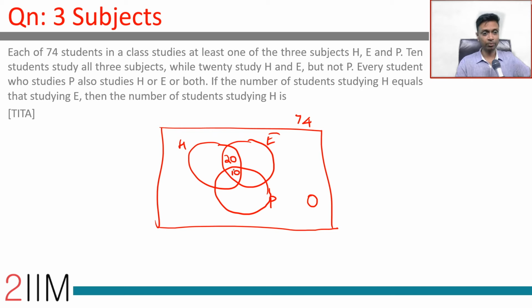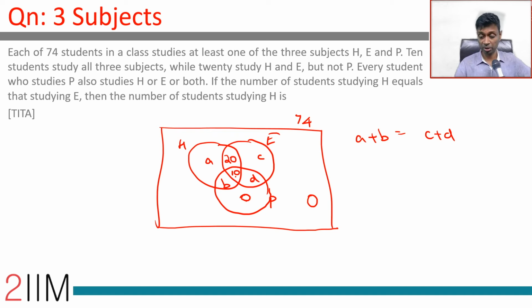Every student who studies P also studies H or E or both. So every student who studies P should be here or here or here. There's no standalone P. This goes to 0. The number of students studying H equals that studying E. So think about this. If you have A here and B here, C here and D here, A plus B is equal to C plus D. You can add everything up and we can have an A plus B plus C plus D number.